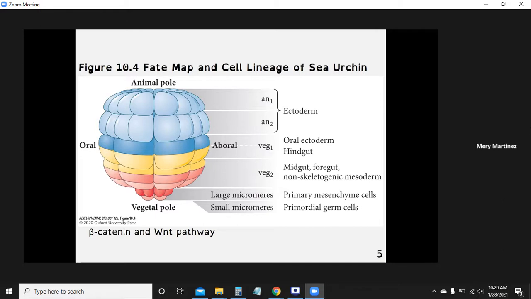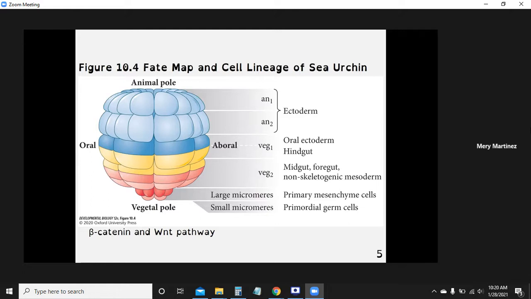The second tier of micromeres, which are the small micromeres, the ones that are right here, contributes cells to the coelom, from which tissues of the adult, and during metamorphosis also, these are the ones that are going to help. Okay. Now, the signal, because all of this is about signal.